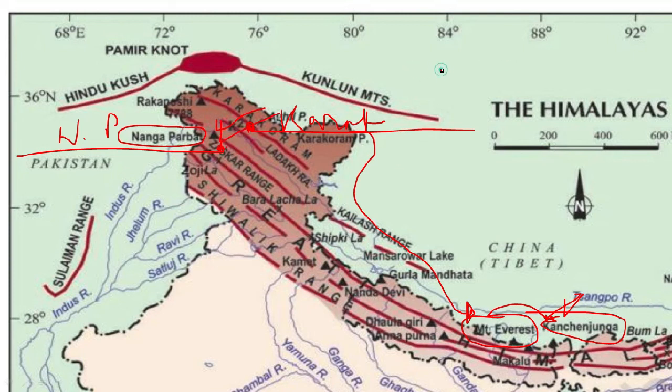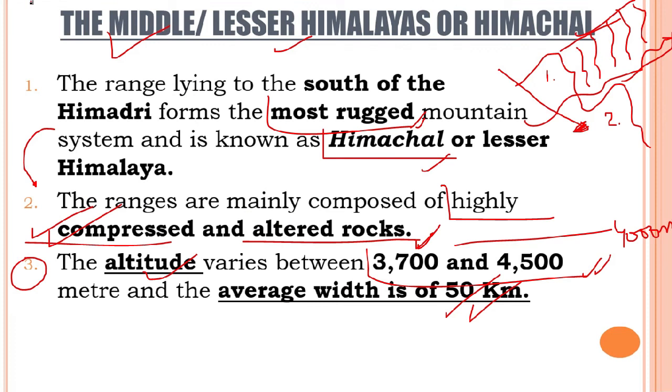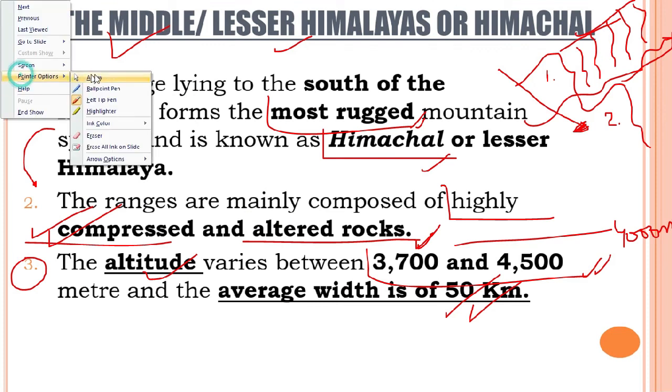Locations will be given on the map like this, like a point, and a line will follow it. So on the line you will have to write the location. This is how you have to label the map. Next we came to learn about the middle and the lesser Himalayas.